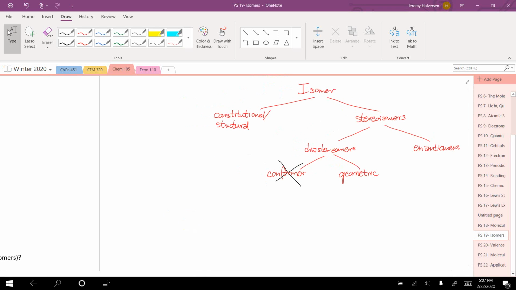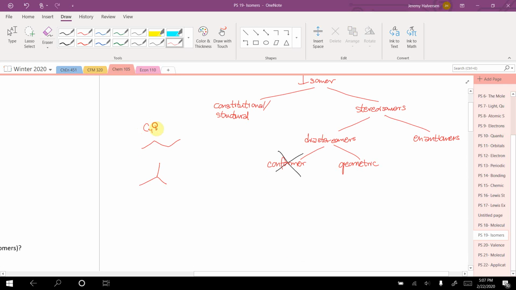Alright, so constitutional and structural isomers. What that means is that your atoms are structured or connected differently. So basically if I have this molecule and that molecule, those have all of the same atoms. They're both C4H10 if you were to count up all of the carbons and implicit hydrogens. But these atoms are connected to each other differently. Hopefully that's pretty easy to see.